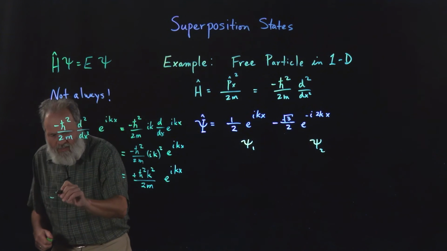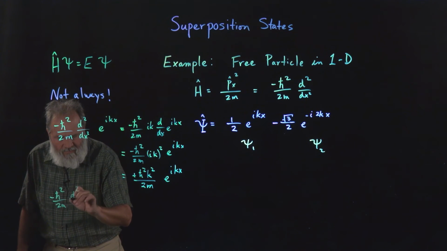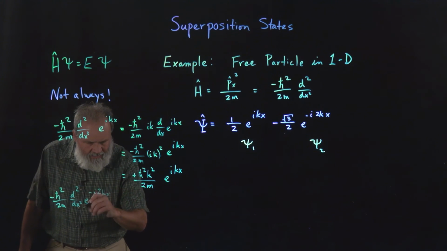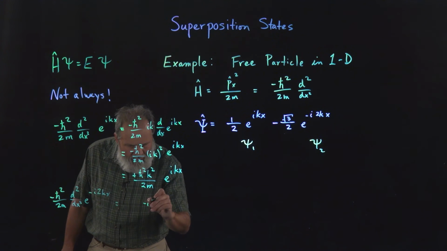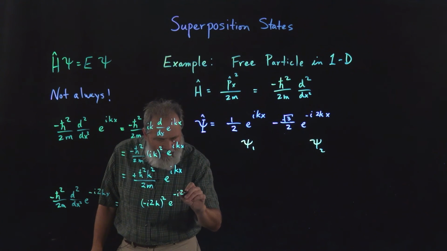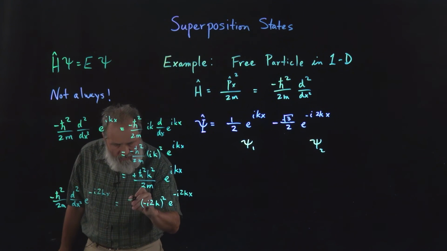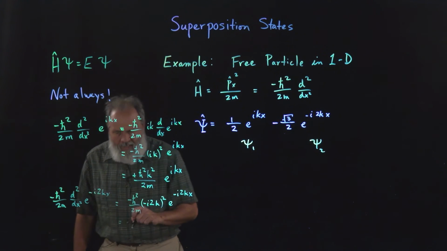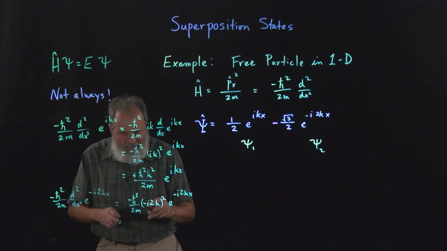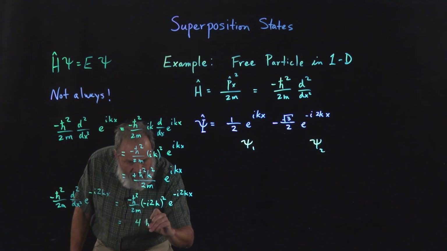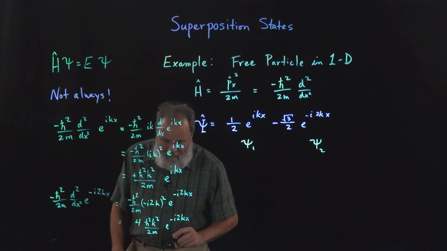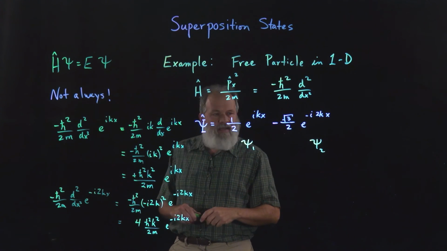All right, and so minus h bar squared over 2m times the second derivative of e to the minus i 2kx. That's psi 2. We're going to get minus i 2k squared, because we're going to take the derivative twice, times the original function, e to the minus i 2kx, and then this minus h bar squared over 2m. And so e to the minus i 2kx is also an eigenfunction of the Hamiltonian here with a different eigenvalue, though. Okay, and it's going to be 4 h bar squared k squared over 2m times e to the minus i 2kx. Okay, so now what about the 1/2 and the minus square root 3 halves?